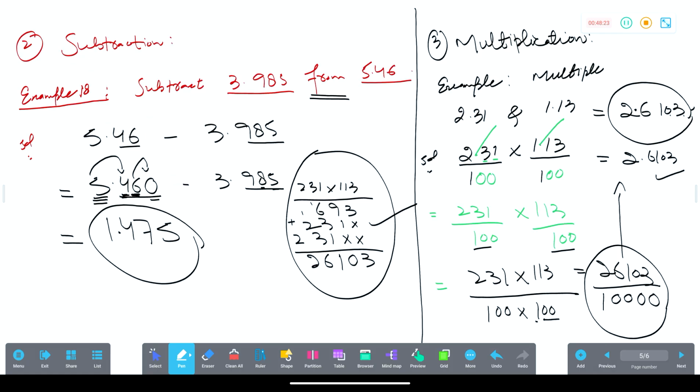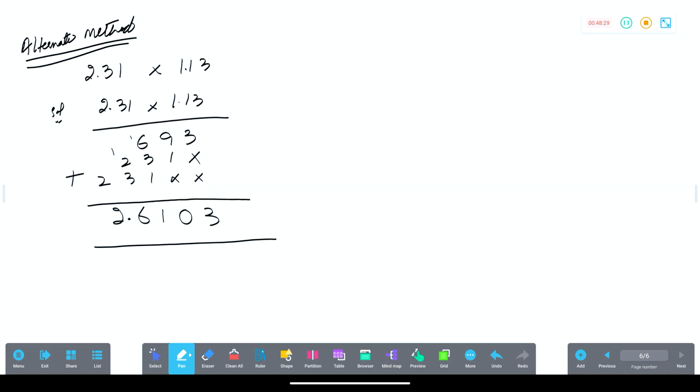This is a bit lengthy when we first convert them into fractional numbers, but this one is direct multiplication, where you can consider them simple numbers and multiply them, then put the decimal point at last. How? By counting the number of digits after the decimal point in the numbers that you are multiplying. So this is multiplication, but I will take one more example. Example, this is very important.